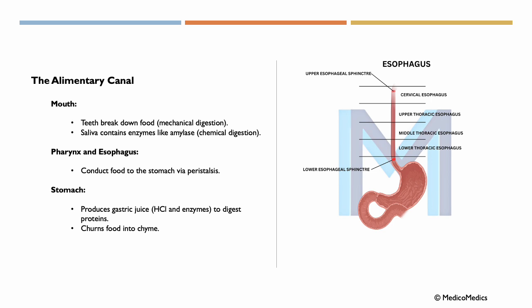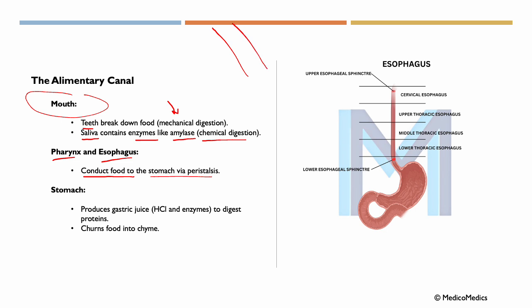Now let's focus in on the alimentary canal. So we have the mouth. So our teeth break down food. This is part of the mechanical digestion. We then have saliva, which contains enzymes like amylase. We call it the chemical digestion. Furthermore, we have the pharynx and the esophagus. These conduct food to the stomach through the process of peristalsis.